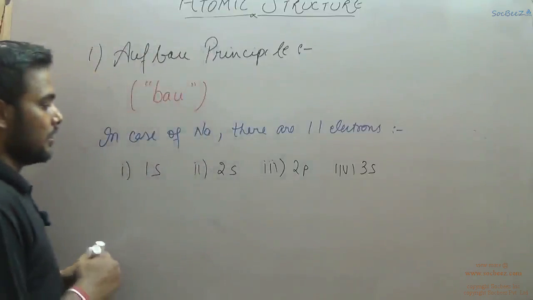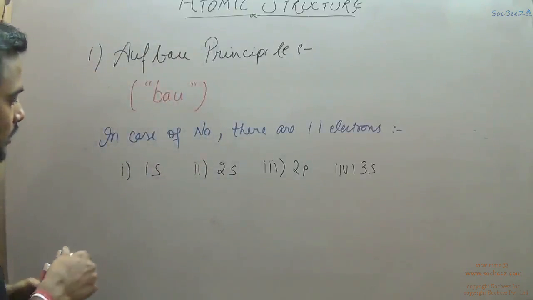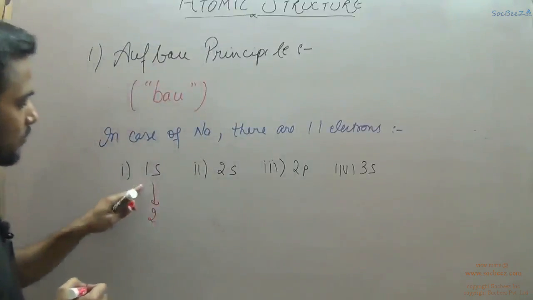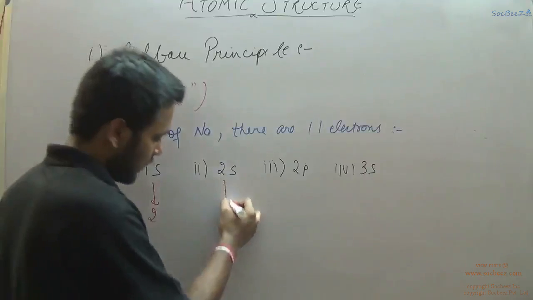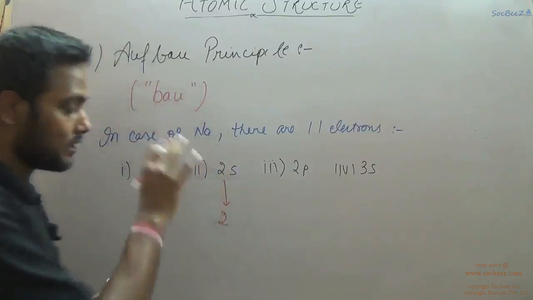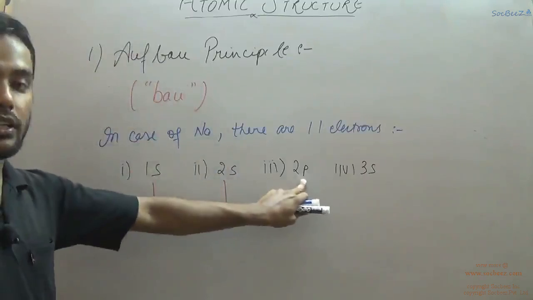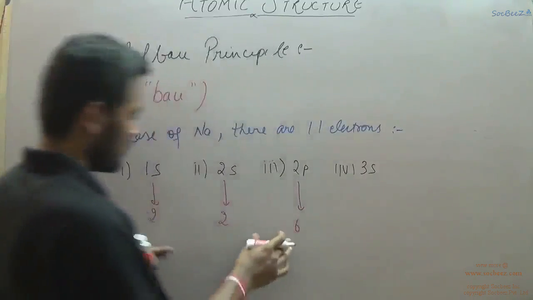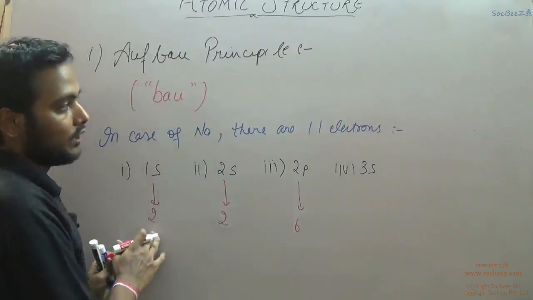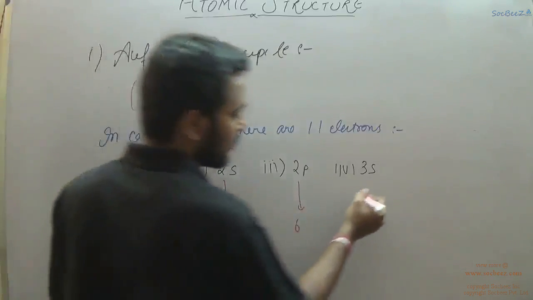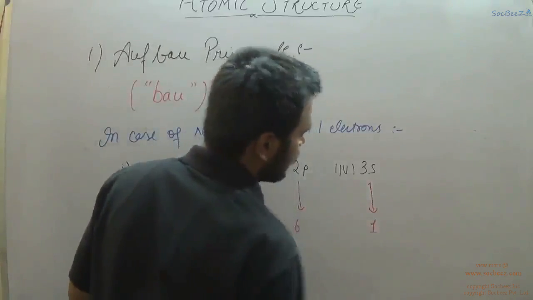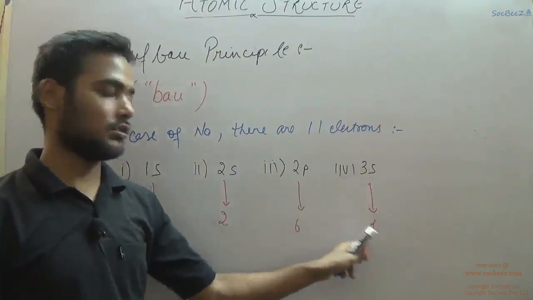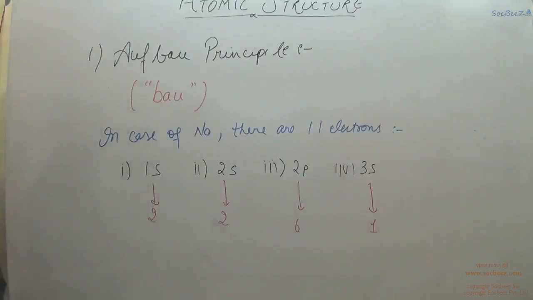The 1s can accommodate 2 electrons, since an s orbital can accommodate 2 electrons. Then 2 electrons will get filled in 2s, and p orbital can accommodate 6 electrons, so 6 electrons will get filled there. So the number is already 10. Now we are left with only 1 electron, so the final electron will get filled in 3s, although it can accommodate 1 more electron. In case of magnesium, there are 2 electrons here.